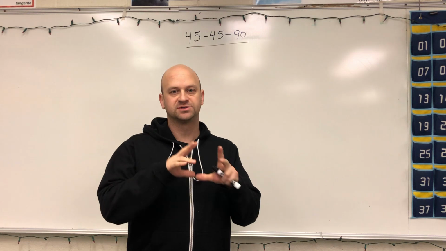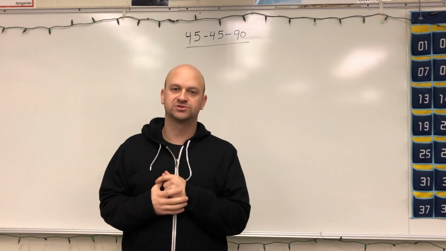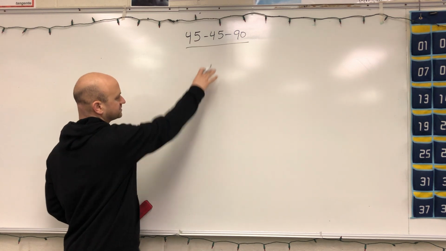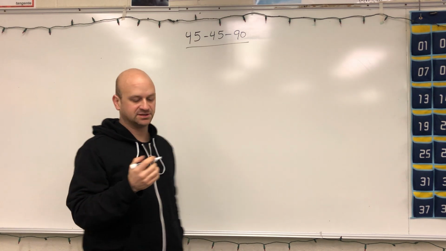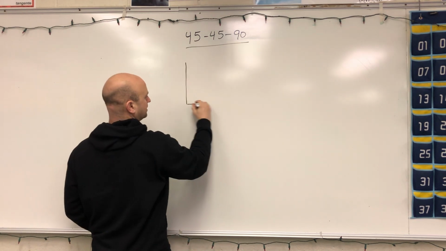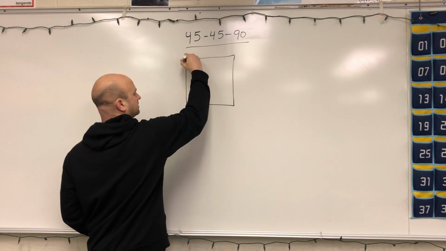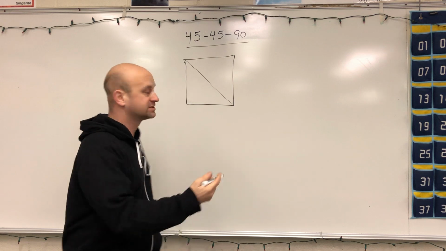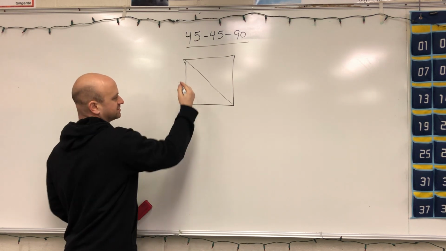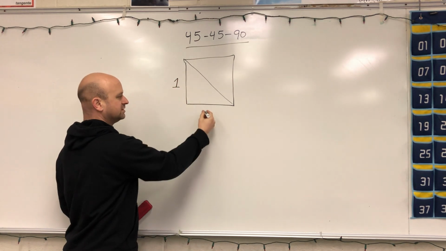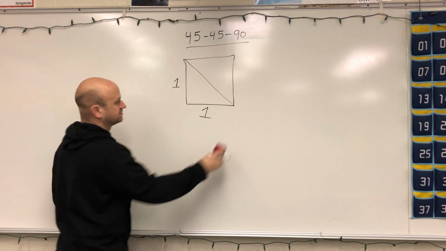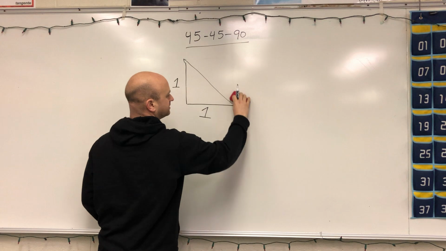Alright, today's video is about one of the two special triangles that we're going to talk about in class. The first is called a 45, 45, 90, and where it comes from is a square that is cut in half diagonally. We know that a square, all the sides are the same. So for example, if the side length was 1, this side length would be 1. But since we're dealing with a triangle, we're going to get rid of this piece.